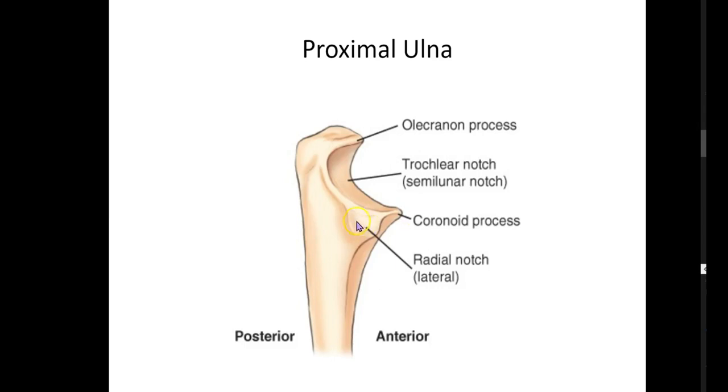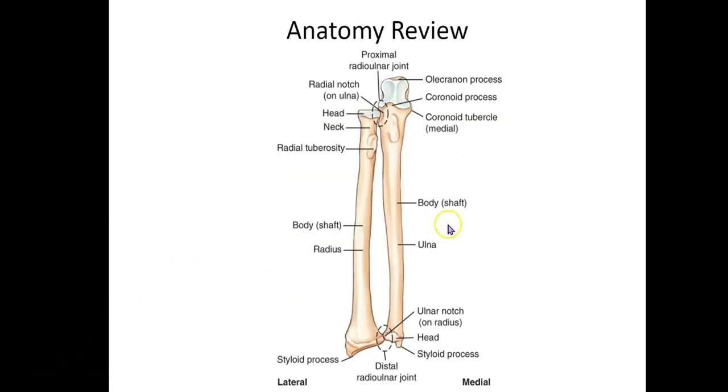Okay, the medial aspect of the coronoid process is called the coronoid tubercle. So the radial notch is the lateral aspect of the coronoid process. The medial aspect is the coronoid tubercle. And let's actually go back one slide to look at that. So you can see here's the coronoid process. Here's the radial notch where the head of the radius articulates. And here is that coronoid tubercle.